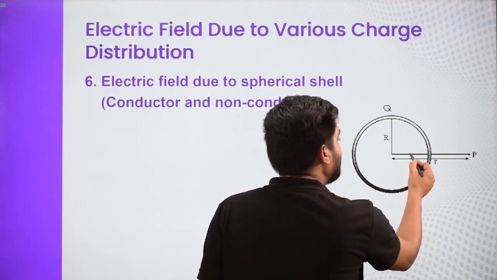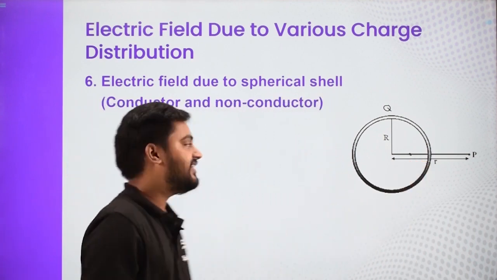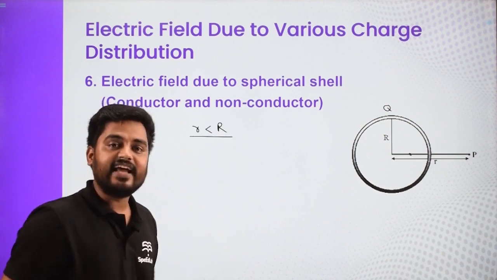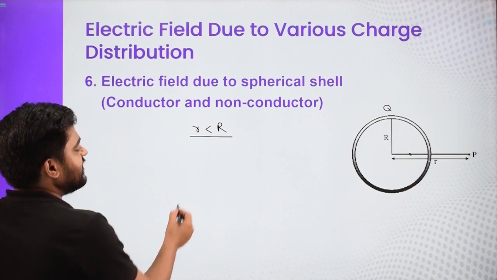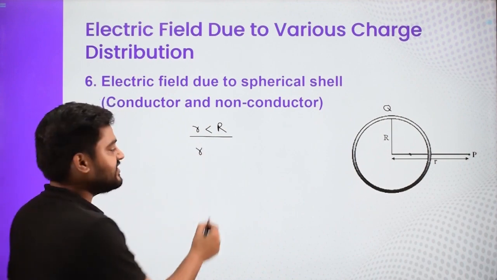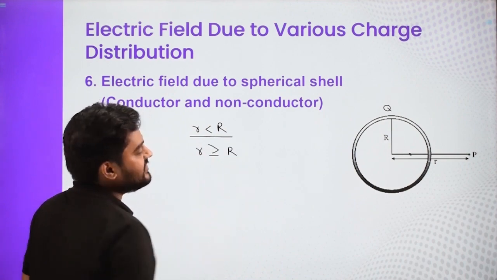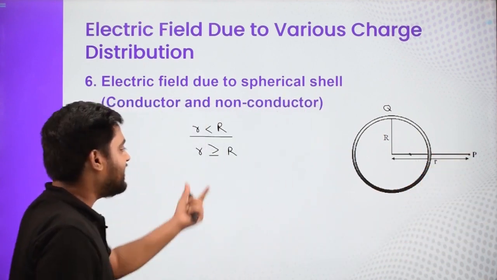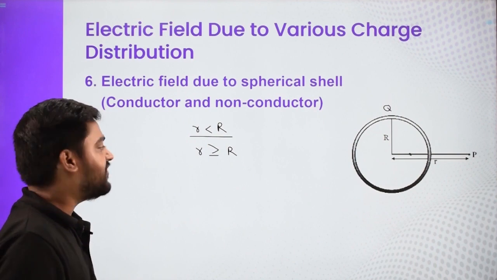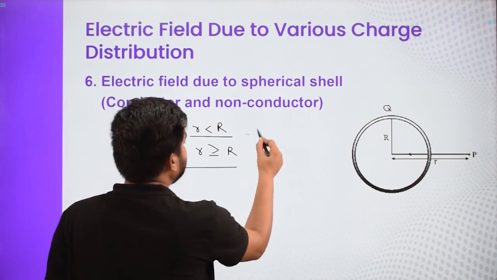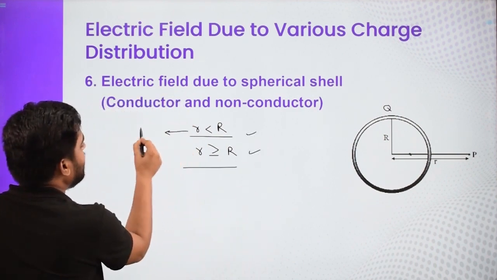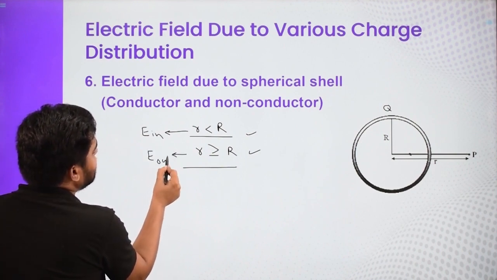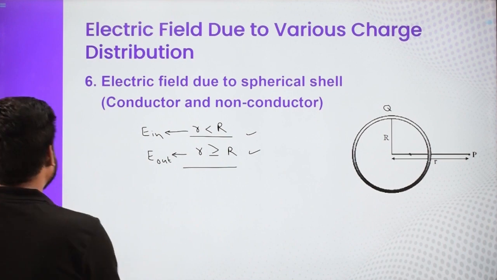One is electric field for a point which is lying inside, at a distance r which is less than the radius. And the next case which we are going to discuss is the electric field at a point at a distance r which is greater than or equal to R. Means this point is either on the surface or outside. To be precise, we'll be calling it outside, but that is valid for the surface as well. So these two cases we are going to discuss. This we are going to call E in, and this we are going to call electric field outside the shell. So let us discuss them one by one.